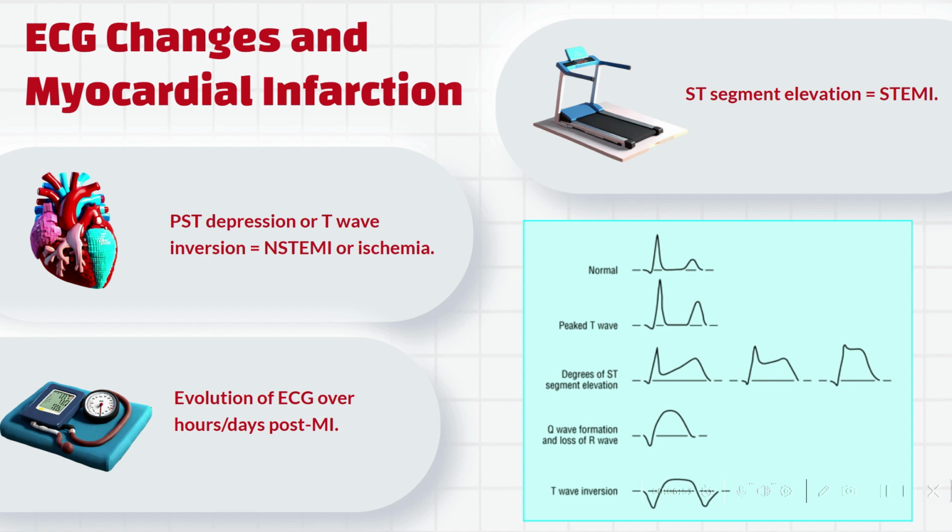Over the next several hours, the ST elevation may persist, followed by the development of a pathologic Q wave, indicating irreversible myocardial damage. Within days to weeks, the ST segment usually returns to baseline, but the T wave remains inverted for some time. The Q waves remain as a permanent marker of a previous MI. Monitoring these sequential changes allows healthcare providers to assess infarction size, timing, and response to treatment.